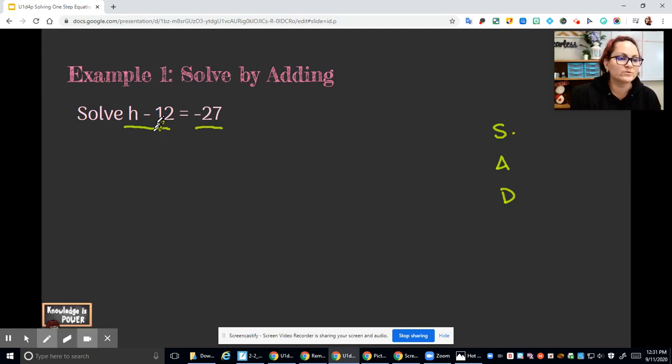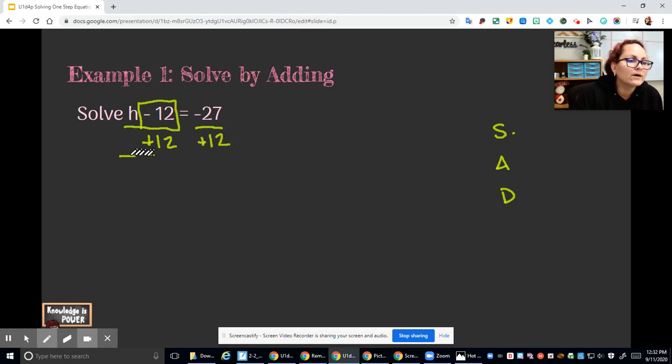So what we want to do is we want to undo this. We want to get h all by itself, and we want to undo this negative 12. Well, what is the additive inverse of negative 12? It's plus 12. If this had been positive 12, we would subtract 12. But we always just want to do the opposite. It's called the additive inverse. And in order to keep it balanced, if we add 12 here, we need to add 12 on this side, right?